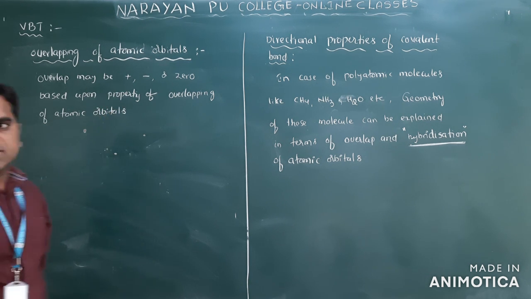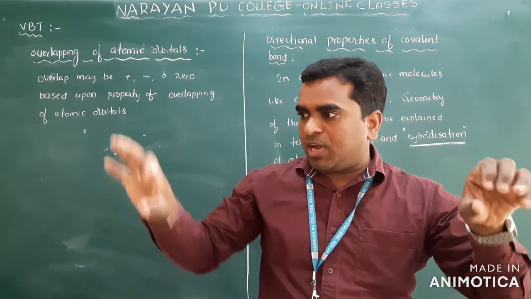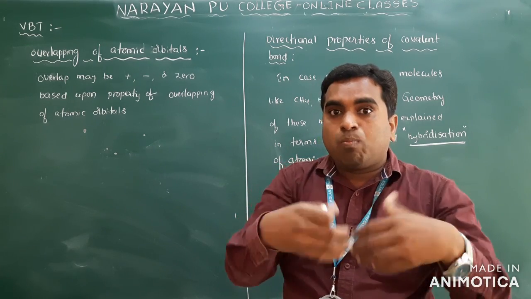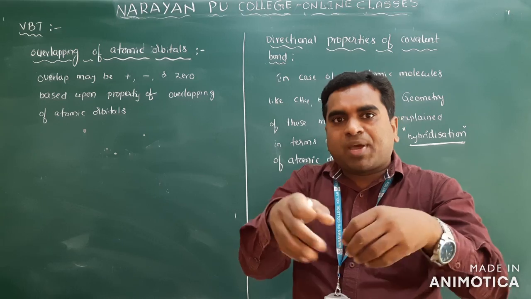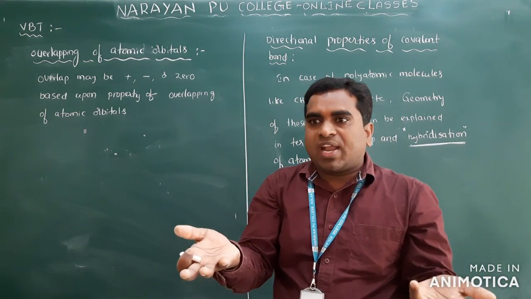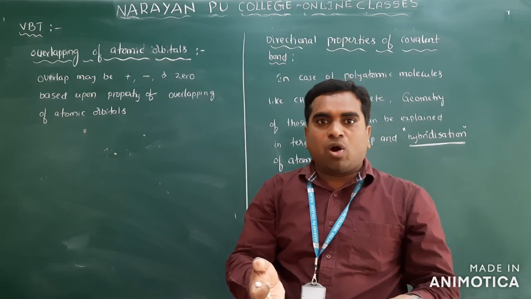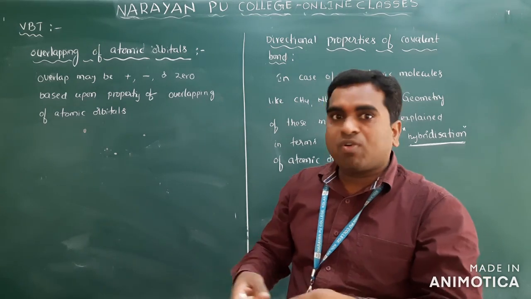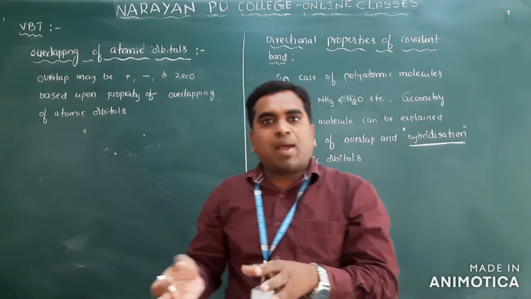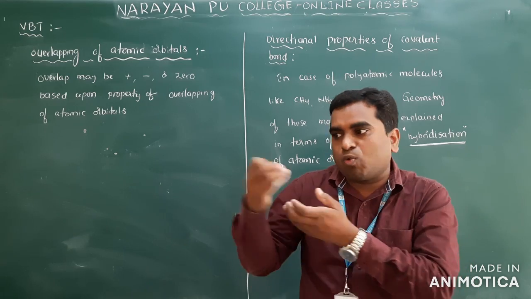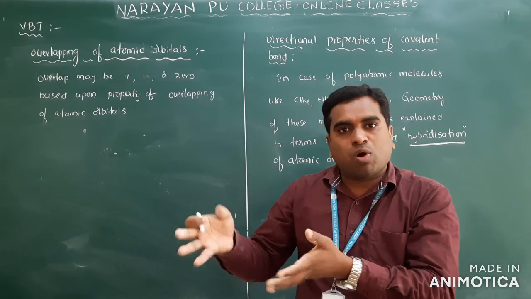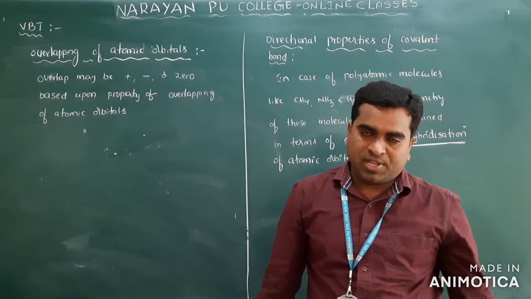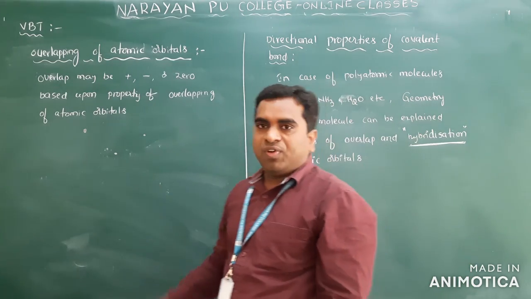One orbital and another orbital overlap. That overlap can be a positive overlap, or it can be a negative overlap, and sometimes we can observe zero overlapping also. Clear? Zero overlapping means that type of overlapping will not be considered or will not take place. Clear? And that we will discuss here.